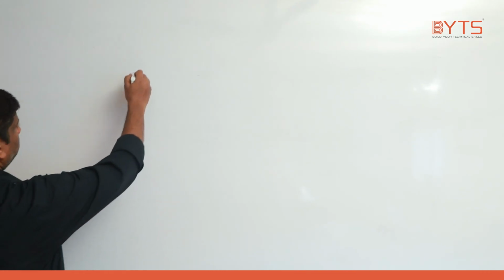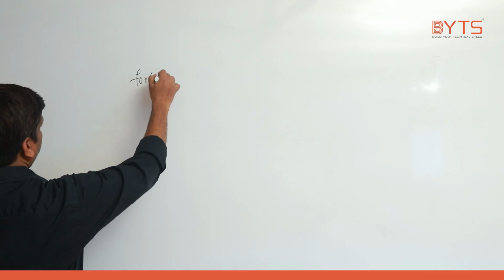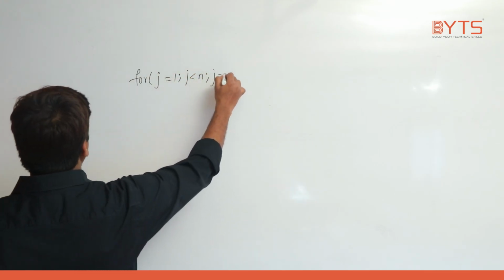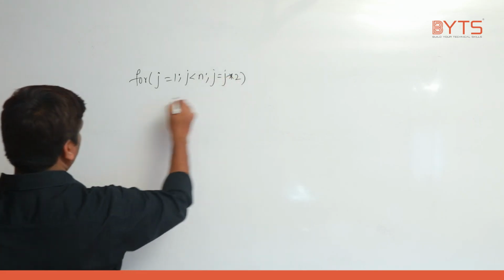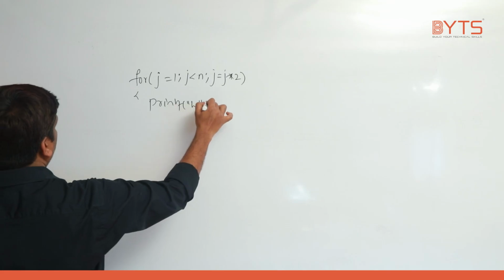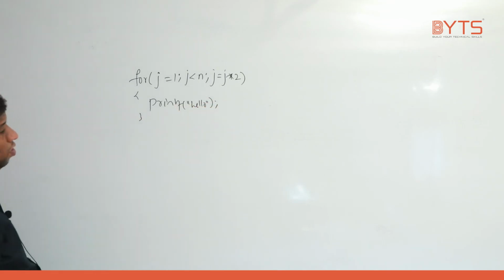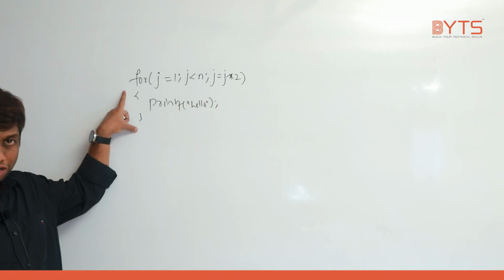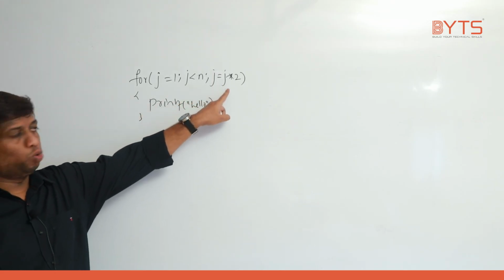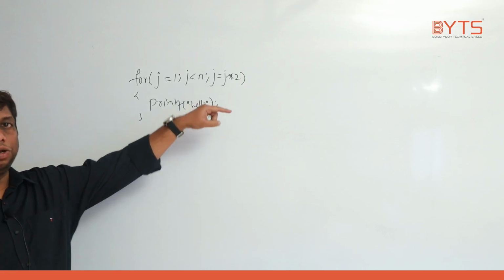Now we'll try to do one more program. See here, for j is equal to 1, j less than n, j is equal to j star 2, printf hello. Can you please tell, this loop will repeat how many times? Log n times, because we have a doubling factor: 1 into 2, 2, 2 into 2, 4, 4 into 2, 8.